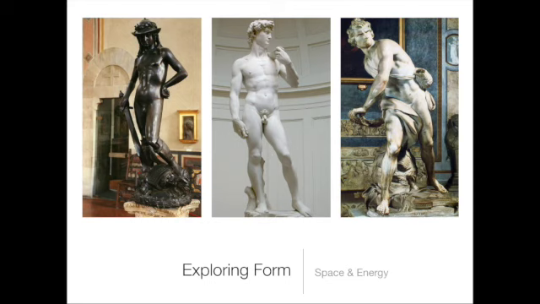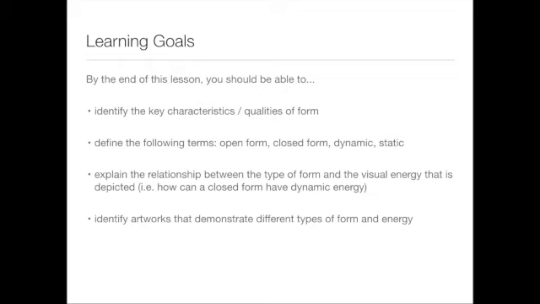So, our learning goals for today: we're going to make sure that we can identify key characteristics or qualities of form, and these include the idea of open and closed form, dynamic and static. We're also going to be thinking about the relationship between the type of form that is being used, open or closed, versus the visual energy that is applied, which is dynamic or static. And we're going to make sure that we can identify how these particular concepts are being used in the works that we're going to be taking a look at today.